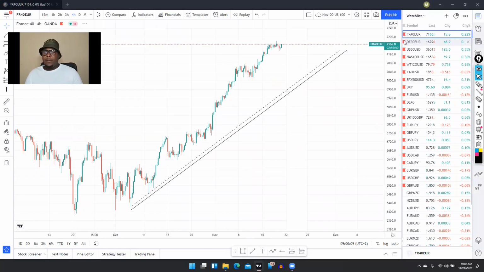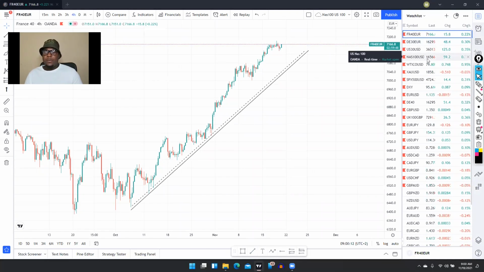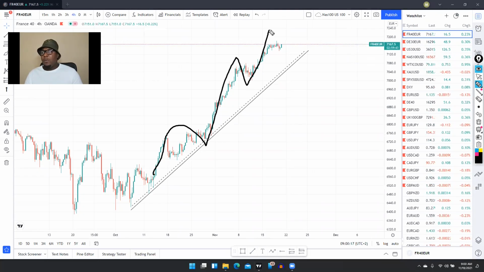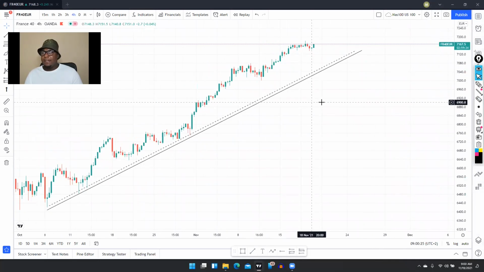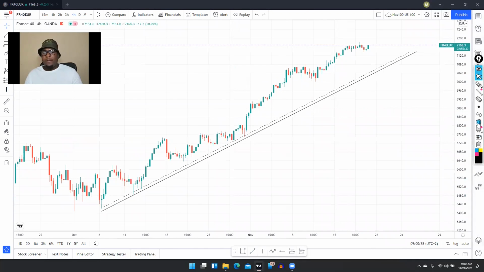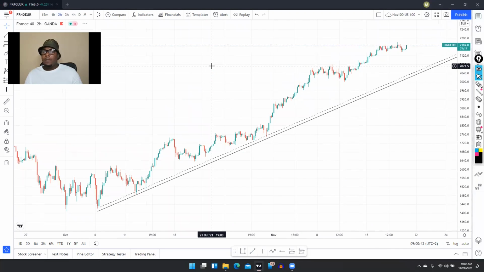So France 40 is also doing its thing. It's going up crazy high. So what do we see? Obviously, this is an uptrend. For you to have another nice buy, you can just wait for the market to give you a small sell off, then you can buy. But at the moment, I think everything is just going up.